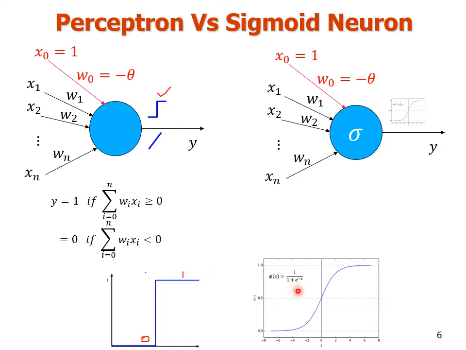So our output y can be defined as y equal to 1 divided by 1 plus e to the power minus summation over i equal to 0 to n wi xi. So if you look at this particular term, this is nothing but w transpose x. So it is 1 divided by 1 plus e to the power minus w transpose x.